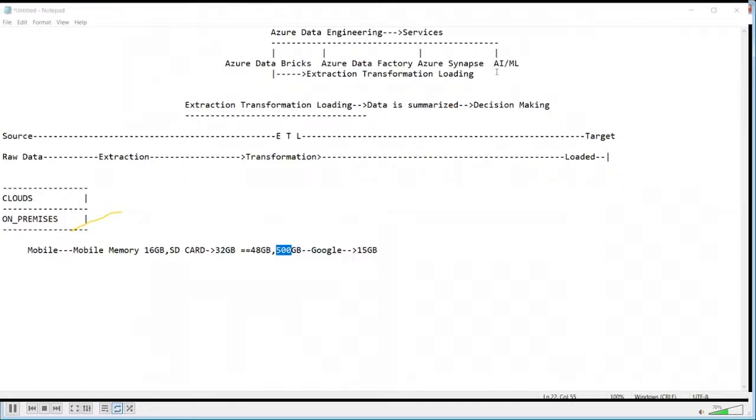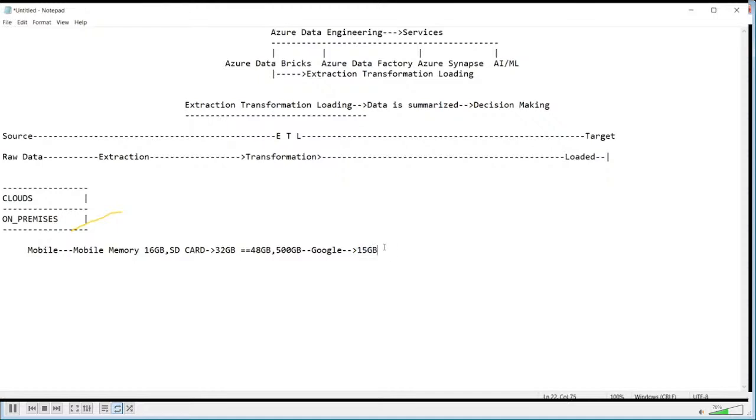My question is that my mobile memory already has 16 GB, and I have installed an SD card that has 32 GB. Totally, both memories amount to 48 GB, but I have 500 GB more to store. So for that, I took the support of Google Drive, and Google Drive is providing only 15 GB. What is the alternative for me now?